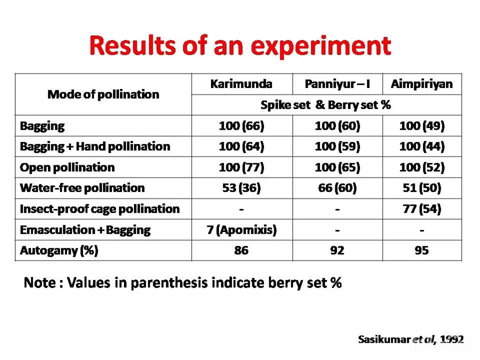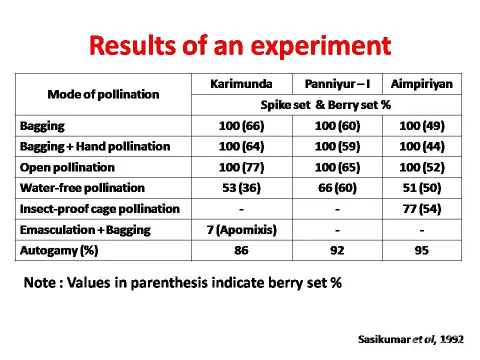Out of these three methods, bagging, hand pollination, and then open pollination, certainly in open pollination, the berry set is on the higher side, indicating it's more adapted for open pollination, irrespective of the varieties, whether it is Karimunda or Panur or Empyrean. In all the cases, in open pollination, berry set is on the higher side.